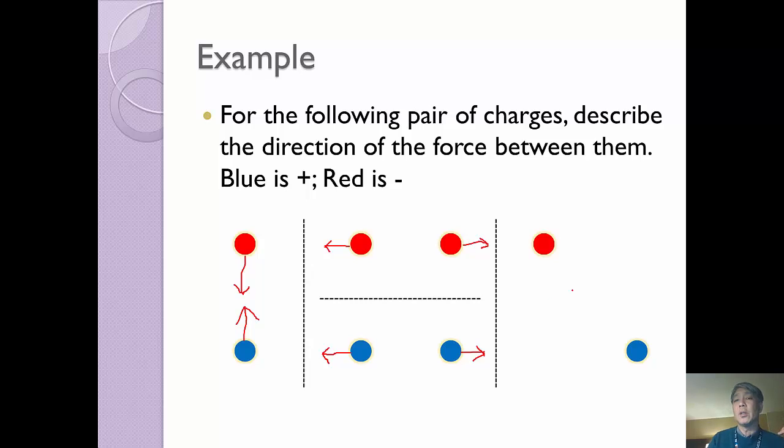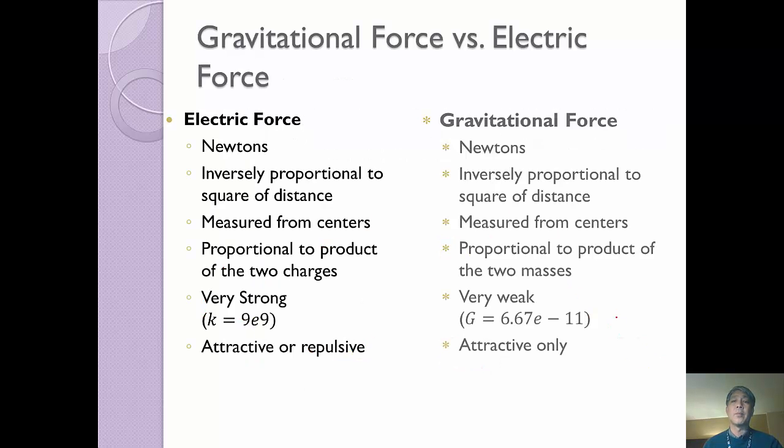The last situation is a little bit trickier because it's not up or down or left or right. It's at a diagonal, but there's nothing different about that. They're opposite sign charges, so if I think about it, there's a straight line that goes between them, and the force is in the direction of that line. So the red charge is attracted to the blue charge in the direction of that line, and the blue charge is attracted to the red one similarly. Hopefully you were able to get those right and it wasn't too much of a problem.